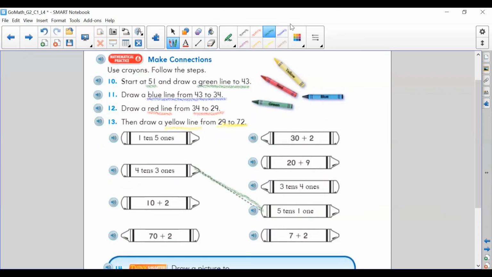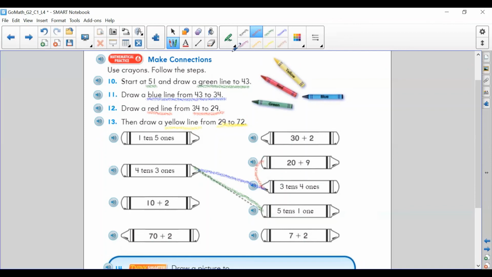Next, we want to grab our blue crayon, and we're going to continue right from where we are at 43, but we're going to go to 34. So look for 30 plus 4, or 3 tens and 4 ones. Yes, there it is. And for the next one, we want to grab our red crayon. So grab the red crayon, and we're going to draw a red line from 34 to 29. So we're looking for 20 plus 9, or 2 tens and 9 ones. And there it is, right there.